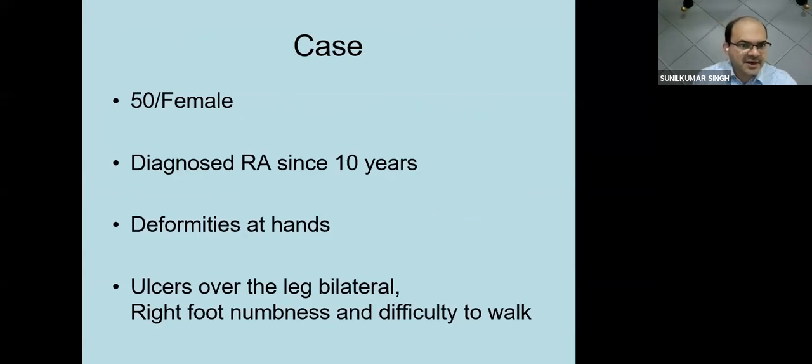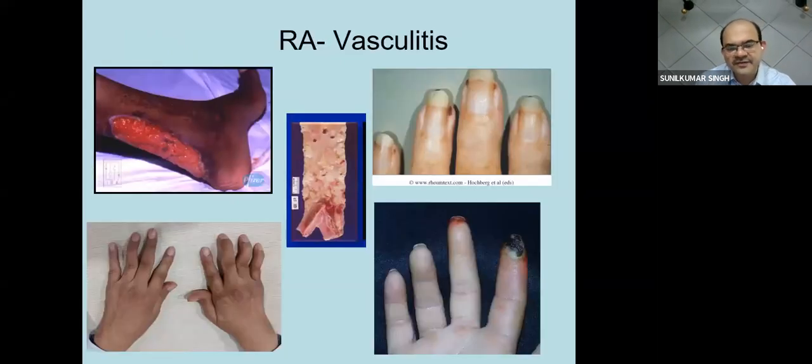And the other spectrum, now moving on from the lung, is the neurological involvement, with sometimes patients present with mononeuritis multiplex. And this particular patient also has ulcers over the leg bilaterally. And that is where you start thinking about the process of rheumatoid vasculitis, where the B cells start dominating, and then there is involvement of the vascular bed. And you can see the ulcers here.